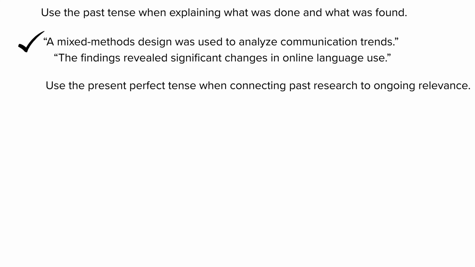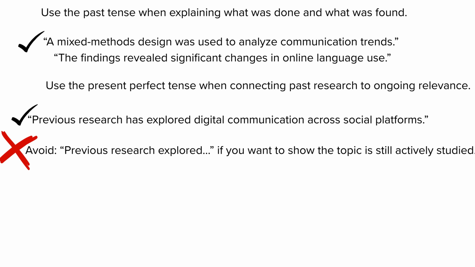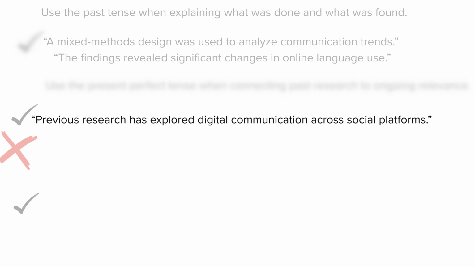Use the present perfect tense when connecting past research to ongoing relevance. Previous research has explored digital communication across social platforms. Avoid: previous research explored. If you want to show the topic is still actively studied, use present tense when writing implications in abstract. For example, these findings indicate the need for improved agricultural planning.